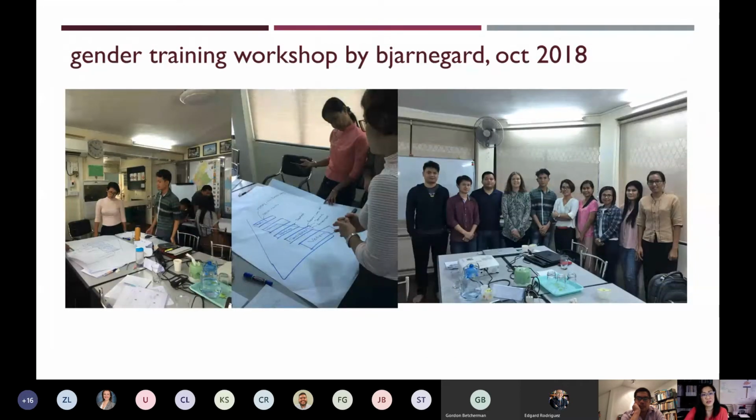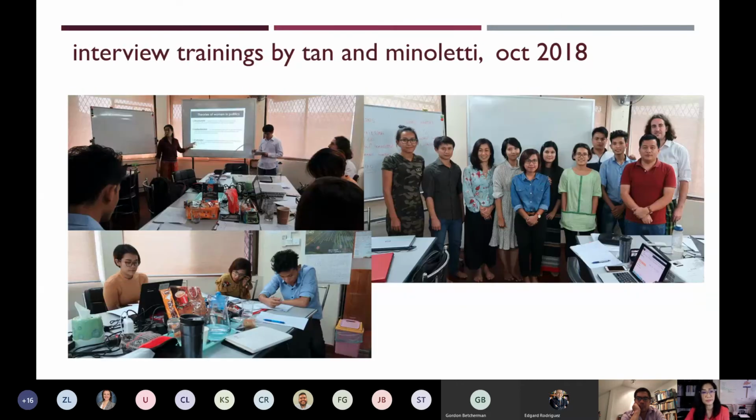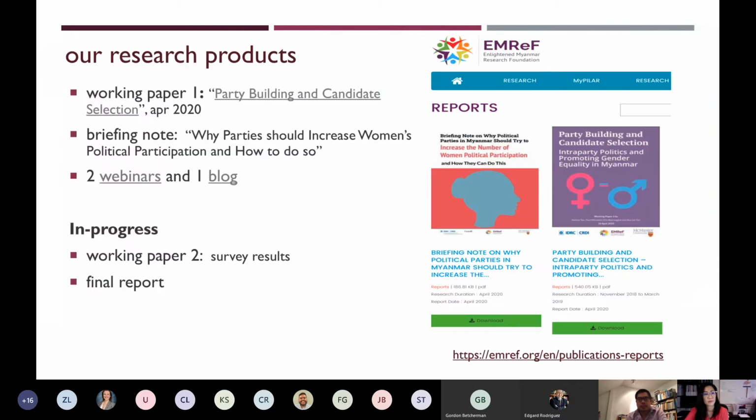This is another gender training workshop by Bjarnegard on how to conduct gender-sensitive analysis in looking at development work. And we also conducted trainings with MREF to standardize the way we conduct our interviews, to make sure that we have standard protocols, code the questions correctly in our Excel, and load our data in a secure way.